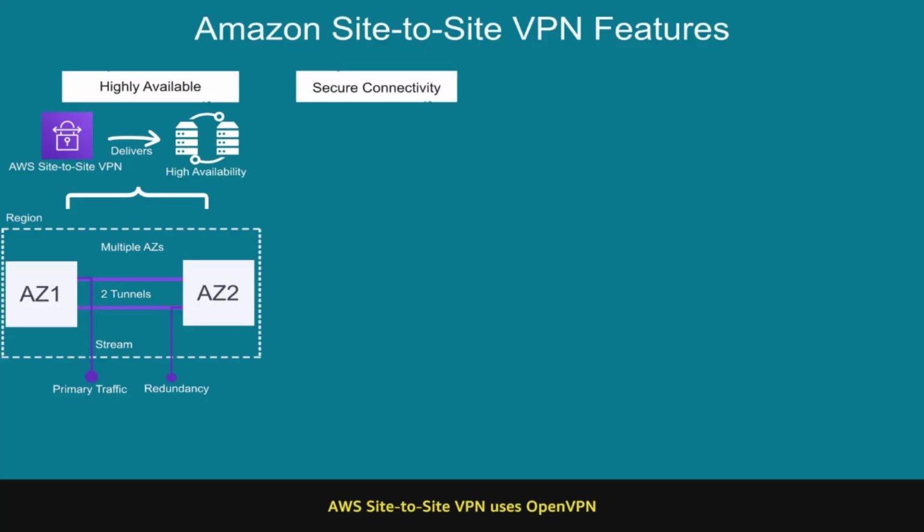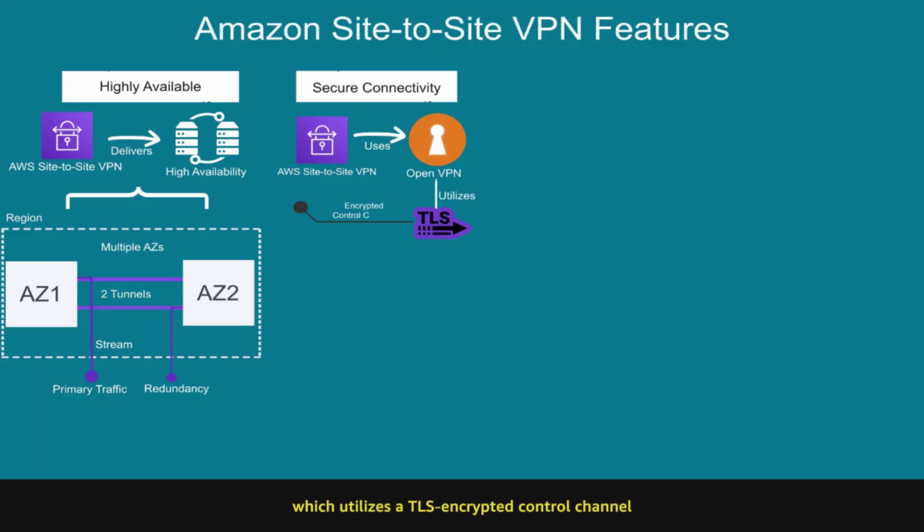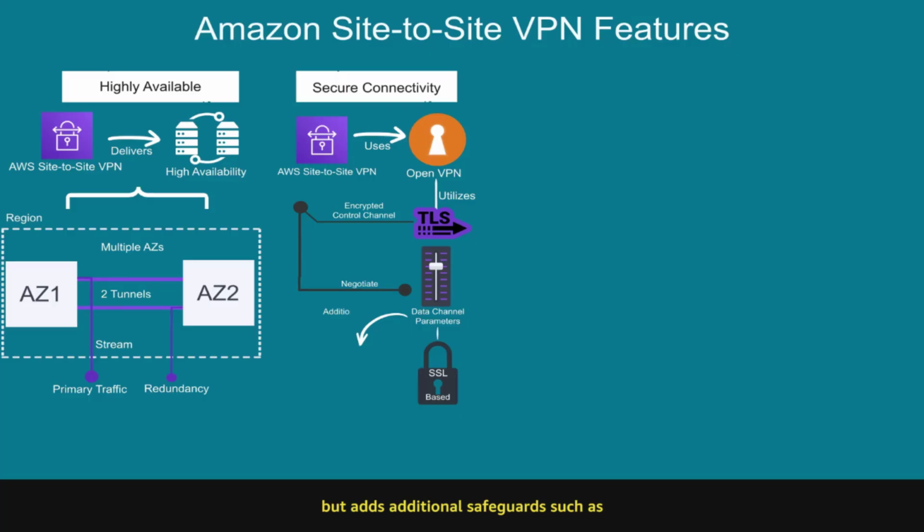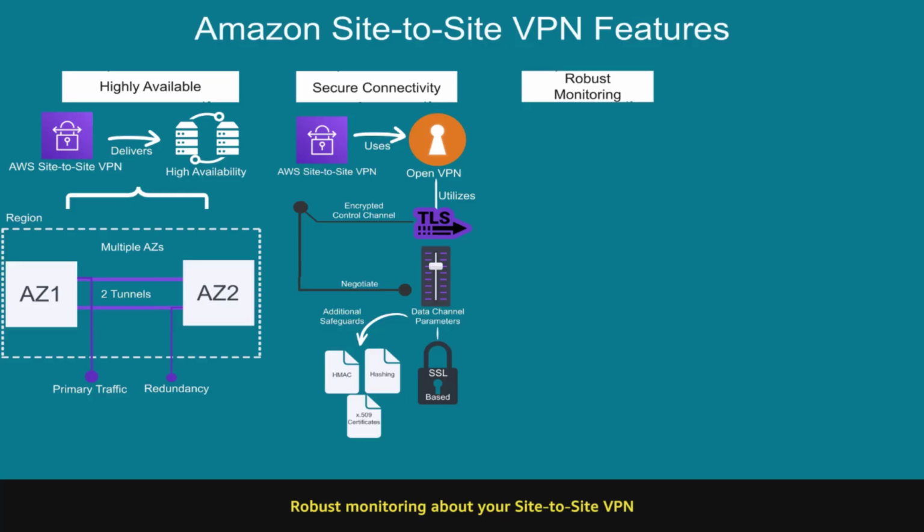Next is secure connectivity. AWS Site-to-Site VPN uses OpenVPN, which utilizes a TLS encrypted control channel to negotiate the data channel parameters. The data channel is SSL-based, but adds additional safeguards, such as hash-based message authentication code, or HMAC, hashing, and X.509 certificates.